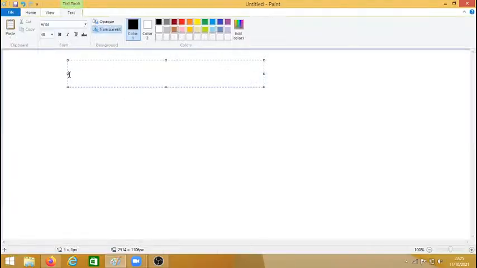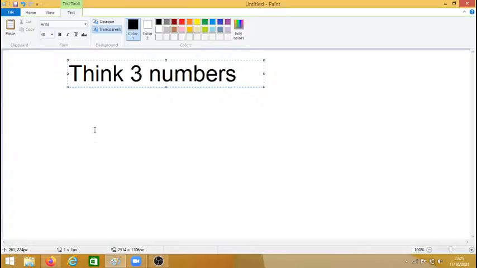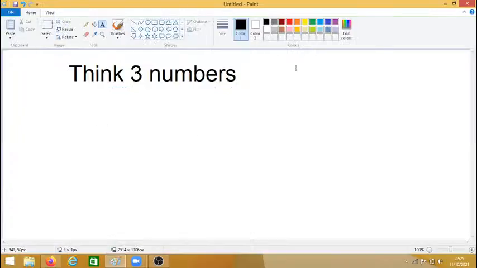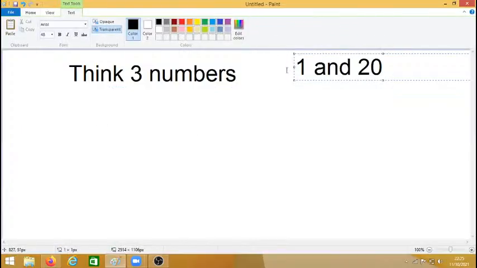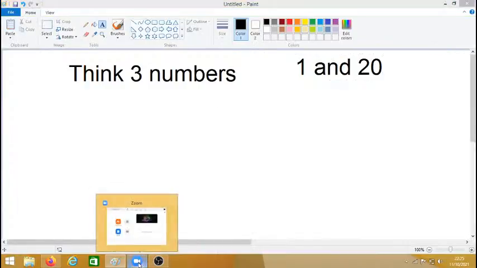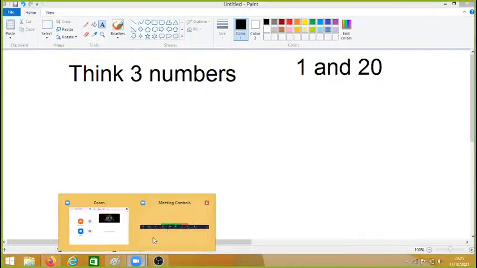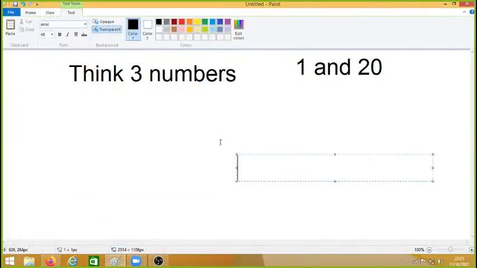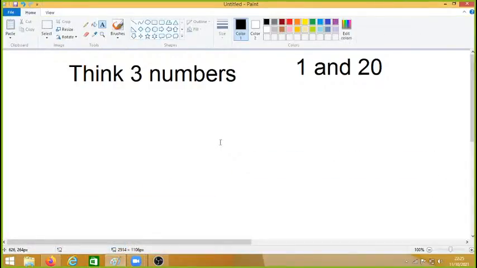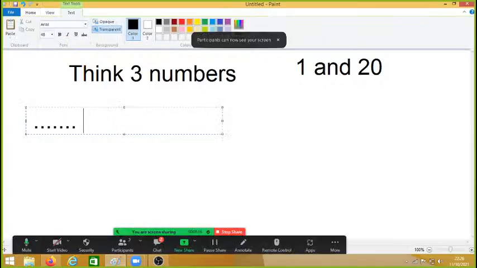Okay, just before we go into our topic too much, I want you to do a little warm-up exercise. The warm-up exercise is to think of three numbers between 1 and 20. Any three numbers between 1 and 20. Make it easy for yourself, just do whole numbers. Okay, and now that you've thought of three numbers, I'm just going to do the three spaces for the three numbers.